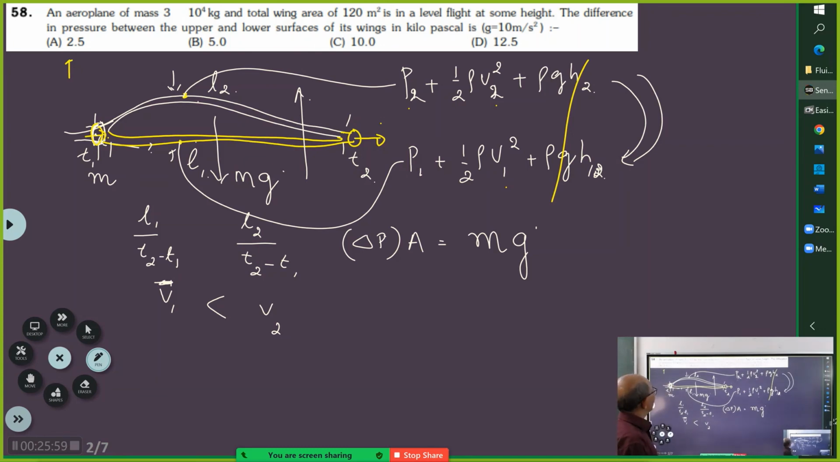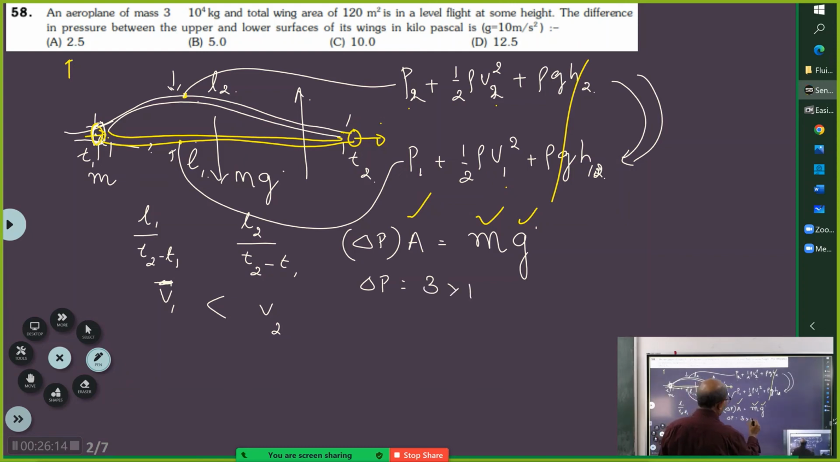So now here you see mass. This is given, this is known. This is also given, and then they have given you the area. And then they are asking you the pressure difference, delta P. So here the mass is 3 into 10 to the power of 4, g is 10, and area is 120. They are asking you in kilopascals.